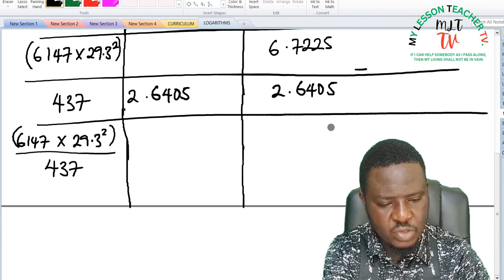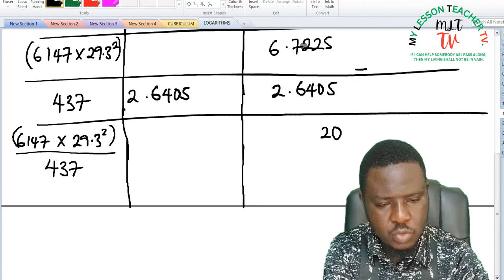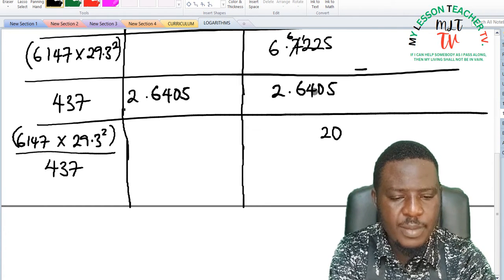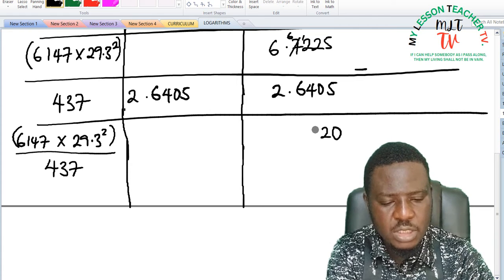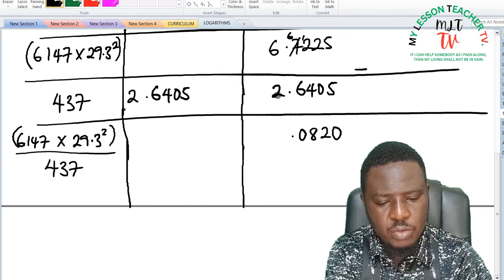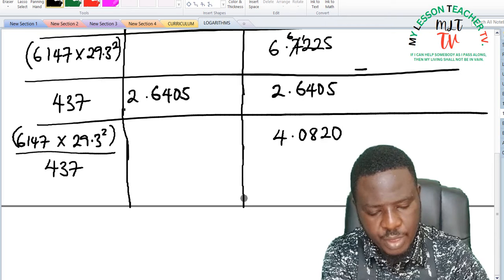5 minus 5 is 0. 2 minus 0 is 2. 2 minus 4, it cannot. You borrow 1, this becomes 6, and this is 12. 12 minus 4 is 8. 6 minus 6 is 0. And 6 minus 2 is 4.